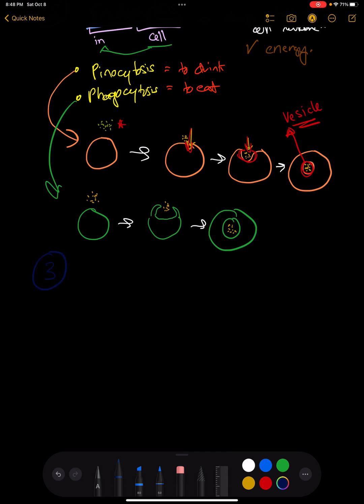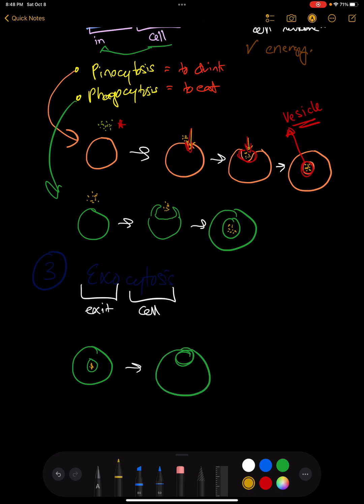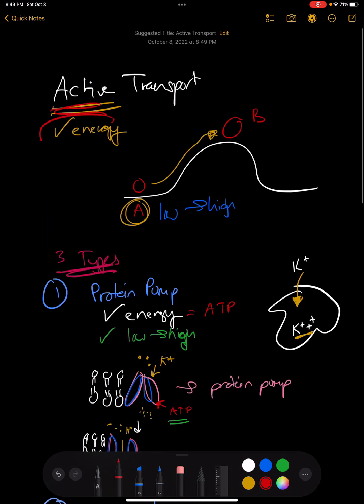Now, my third type looks exactly like that, except backwards. This is called exocytosis. And exo means to exit. Cytosis means cell. And so really, I'm just drawing that picture backwards. Here's my cell, here's my vesicle, and it has a bunch of stuff that I need to get rid of. And so that vesicle comes and starts to fuse with that membrane. And when he fuses with that membrane, that's going to release all of those particles on the outside. And so I'm just getting rid of it. But because my cell membrane has to change shape to accommodate that, that's an energy requirement, and that's why it's in active transport.